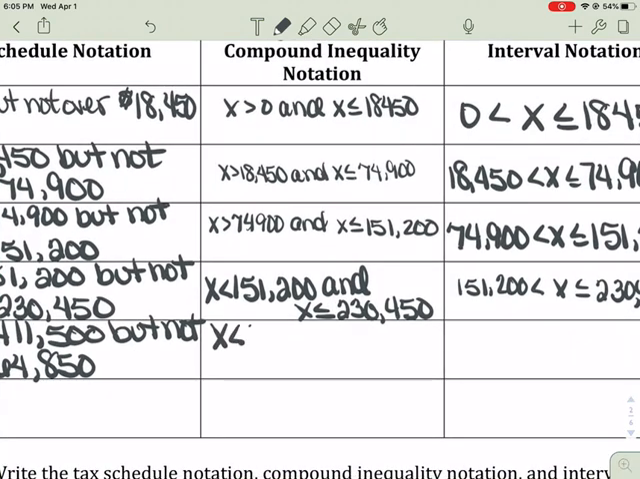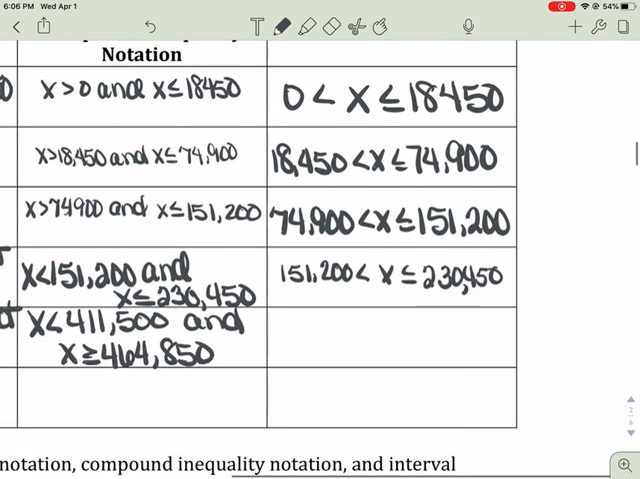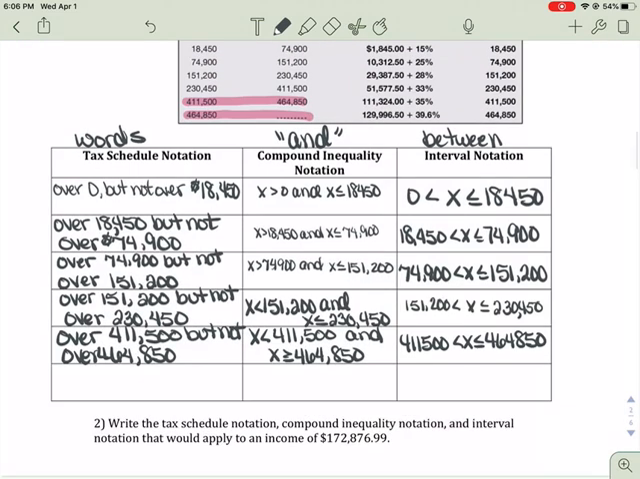So we have X is less than 411,500 and X is greater than 464,850. And then we have the between 411,500 less than X less than or equal to 464,850. Okay, now the last one is a little tricky because it doesn't have an ending one. So we're just going to go over 464,850. So this is only going to have one inequality.